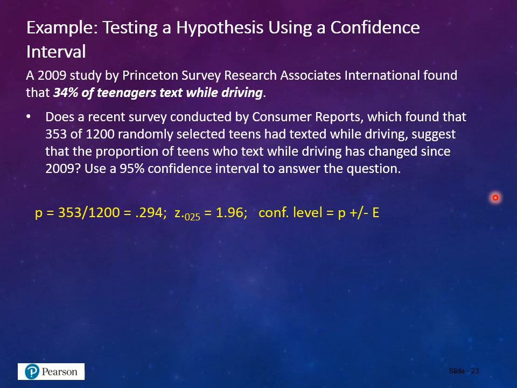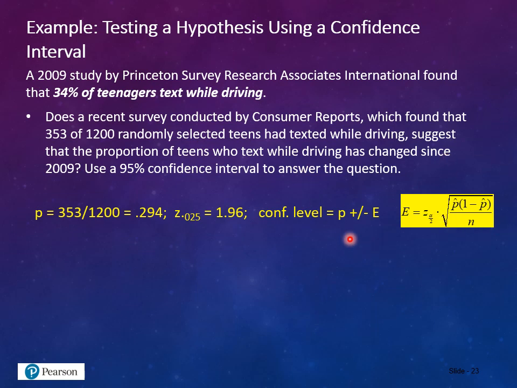So let's do some calculation. Our sample statistic, p, is going to be 353 divided by the 1,200, right? That's our proportion given, which gives us 0.294. At a 95% confidence level, our alpha is going to be 0.05, so alpha over 2 is 0.025, and this gives us a z sub alpha over 2 of 1.96. Remember that our confidence interval is our proportion, plus or minus the margin of error, and our margin of error is found by multiplying z sub alpha over 2 times the square root of p times 1 minus p all over n.